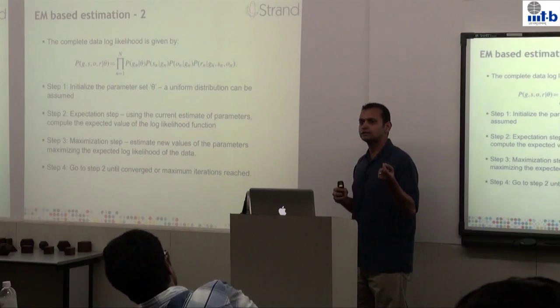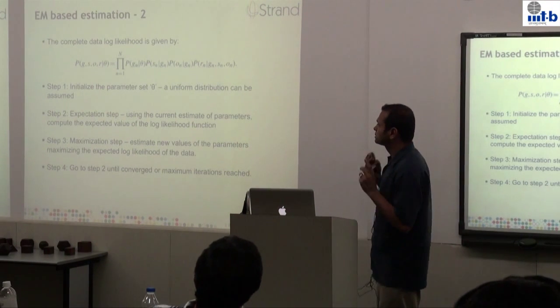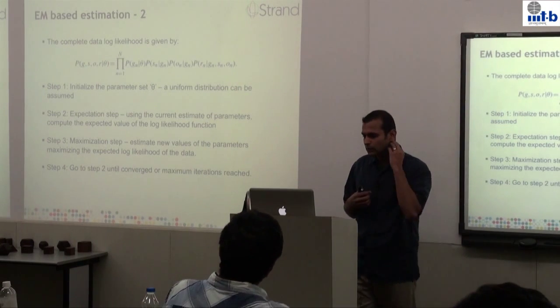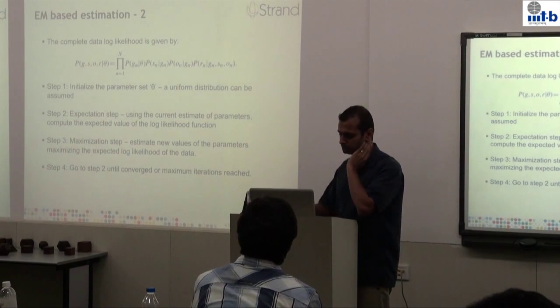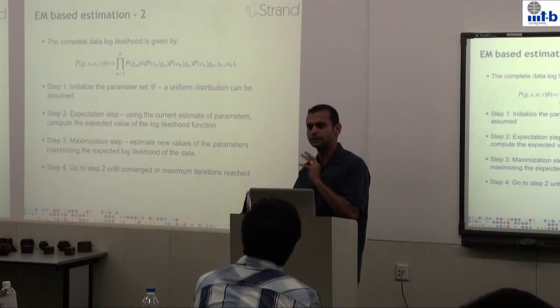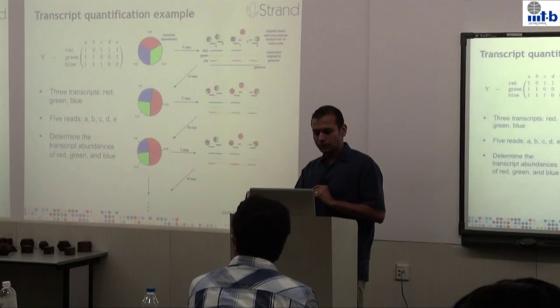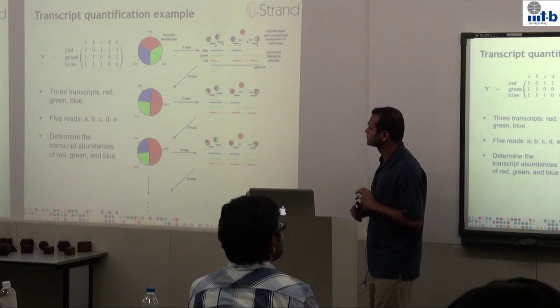I initialize the theta, and then I say, okay, give me the data likelihood. Based on that data likelihood, I try to re-estimate the parameters and keep iterating. Just use the existing EM algorithm for this problem and understand what the final transcript levels of each of the isoforms are.